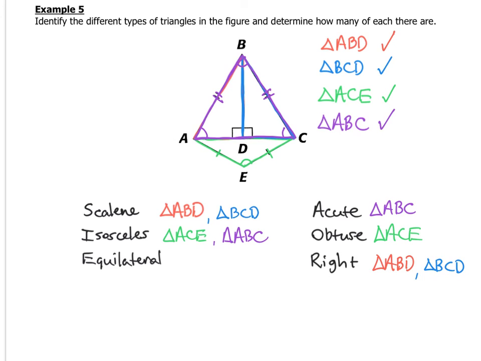And so that means that we have no equilateral triangles in this picture since we've used up all of the different triangles we had now. So now let's count the number and types of triangles we have. So we said no equilateral. There are 2 scalene, 2 isosceles, 1 acute, 1 obtuse, and 2 right.